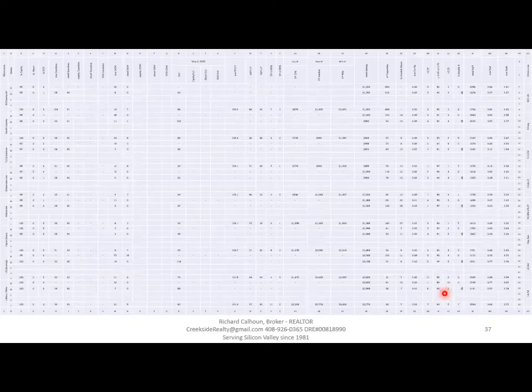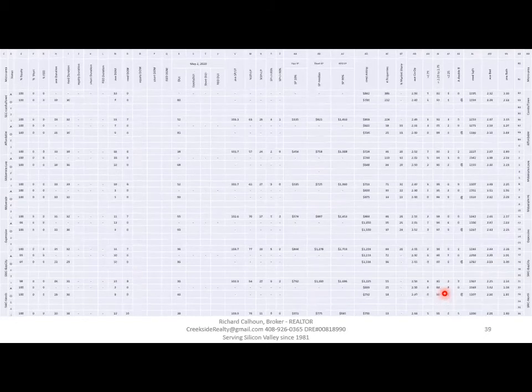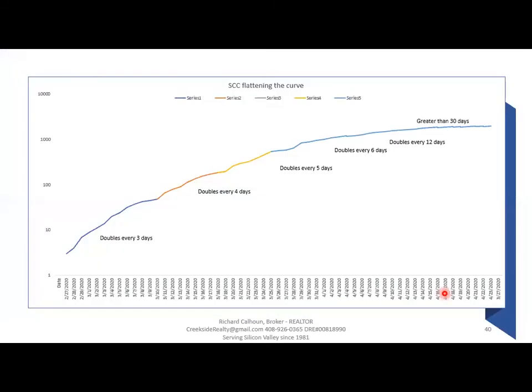Here are the raw numbers for each of the different micro market areas. This is San Mateo County. This is condo townhouse, which is the segment that's causing us the problem with COVID-19. And what I want to point out right now is our rate of doubling is more than every 30 days in Santa Clara County. So we have definitely flattened the curve.